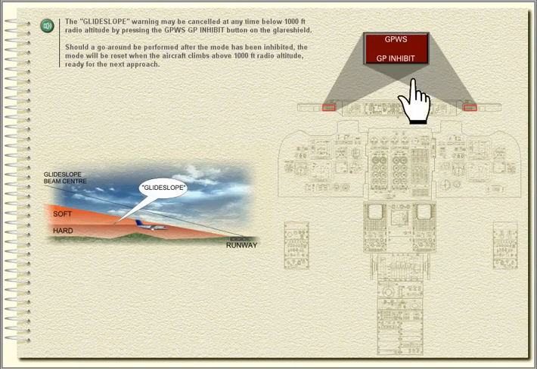The glideslope warning may be cancelled at any time below 1,000 feet radio altitude by pressing the GPWS GP Inhibit button on the glare shield. Should a go-around be performed after the mode has been inhibited, the mode will be reset when the aircraft climbs above 1,000 feet radio altitude, ready for the next approach.